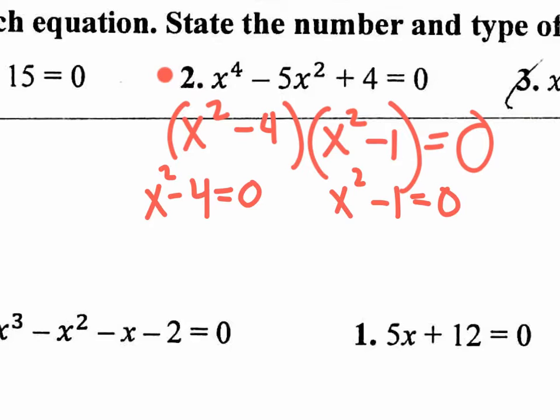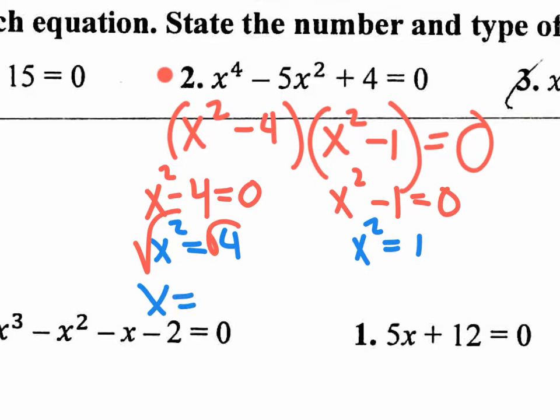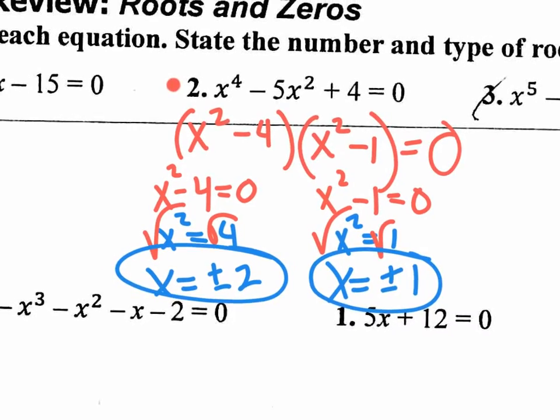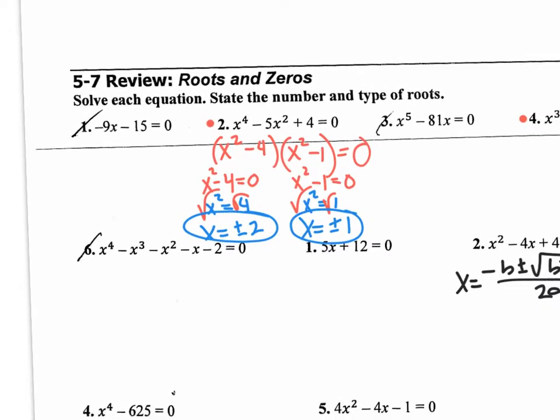And now you could solve it by adding 4 to both sides. So you'd have x squared equals 4, and you'd have x squared equals 1 if you added 1 to both sides. And then you would apply a square root to both sides, and your answer would be x equals plus or minus the square root of 4, which is 2. And the other one, you would also apply a square root on both sides, and you get x equals plus or minus the square root of 1, which is 1. So you get those 4 answers, x equals plus or minus 2 and x equals plus or minus 1. Get it?